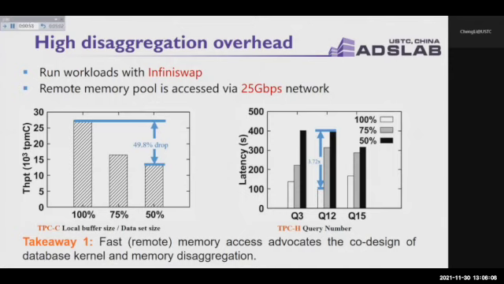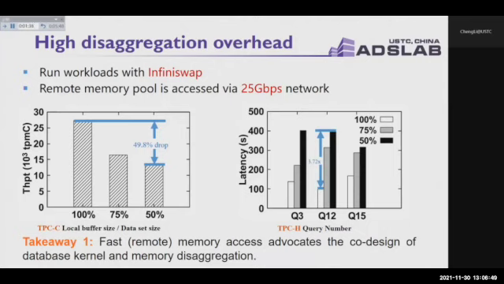On the left-hand side, you will see the TPC-C performance. We changed the local buffer size from 100% of the whole data size and decreased it to 50%. What we observed is that if you decrease the local buffer size ratio, it results in a significant drop in performance. For example, when you reduce to 50%, you get half the performance of the original one. That's the price you pay because of the remote access.